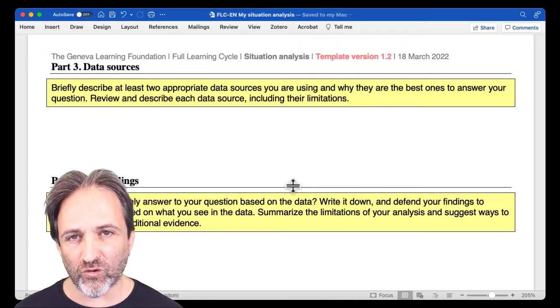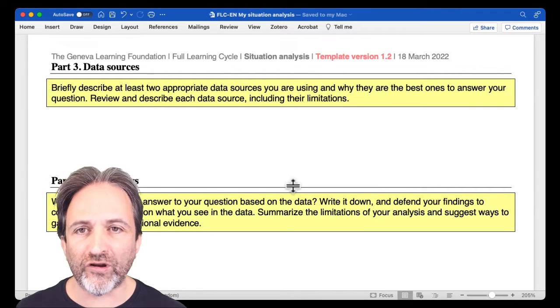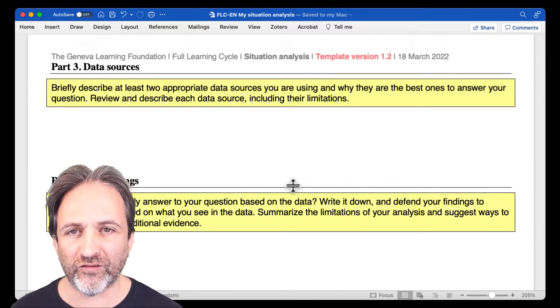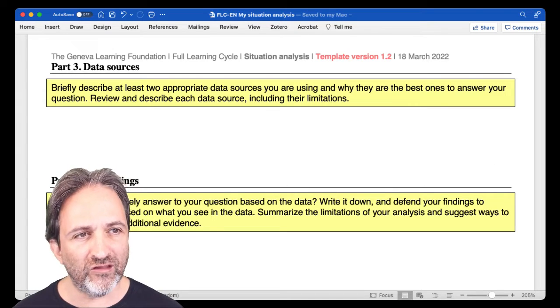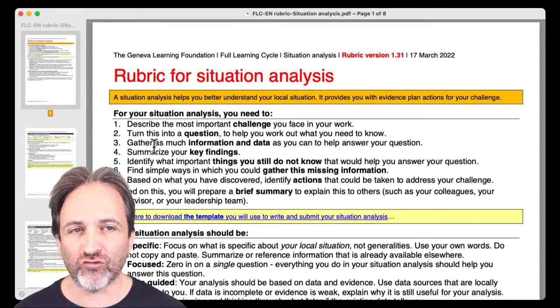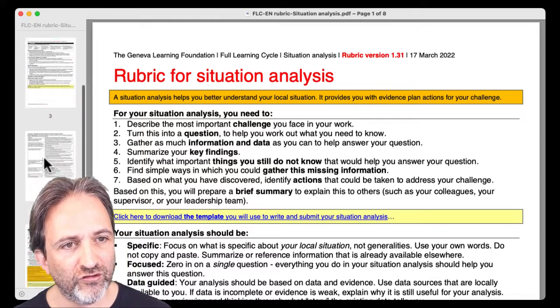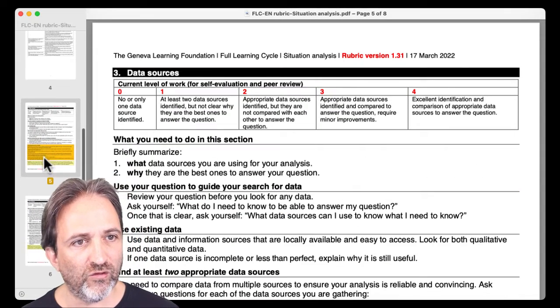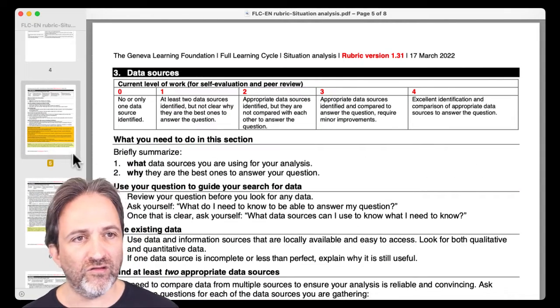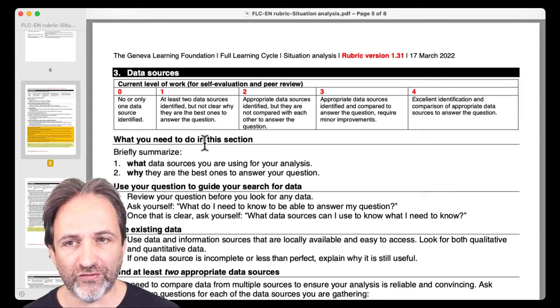In today's video, I'm going to share the data sources section, and we're going to work together on identifying what your data sources are, reviewing and describing each one and what that actually means. Now, if you go to the rubric, you can skip down to page 5, which has the section on data sources.